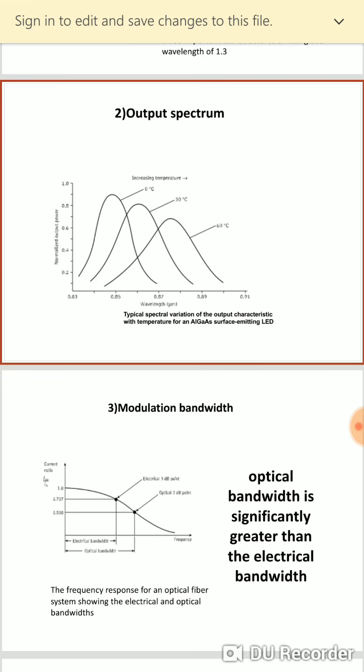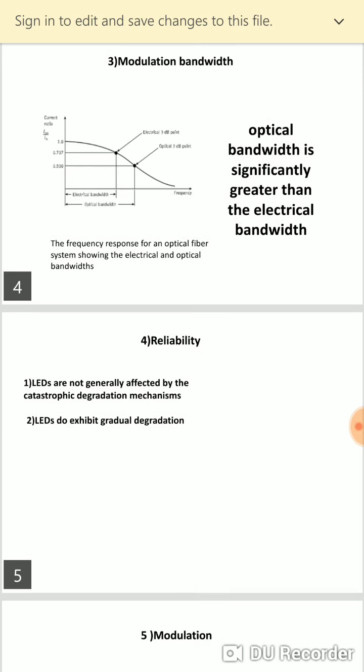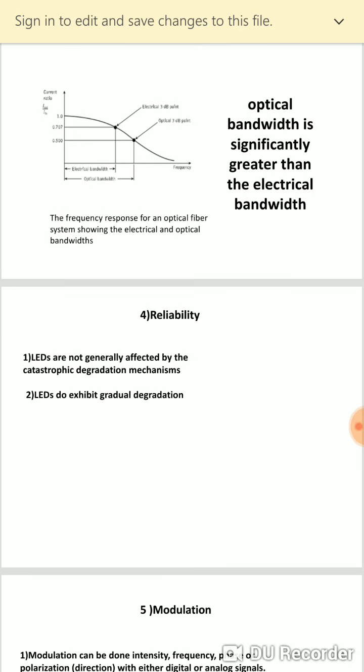Modulation bandwidth. Firstly, we have seen the definition of modulation of light. Then with the help of this graph, we can prove that optical bandwidth is larger as compared with the electrical bandwidth. Then reliability, we have seen reliability is considered by considering degradations.